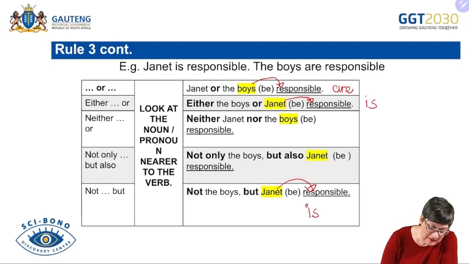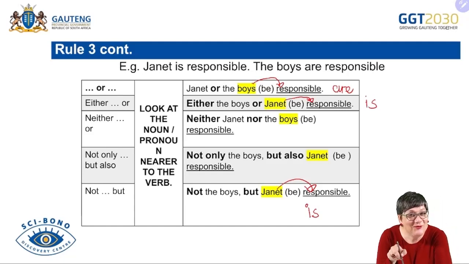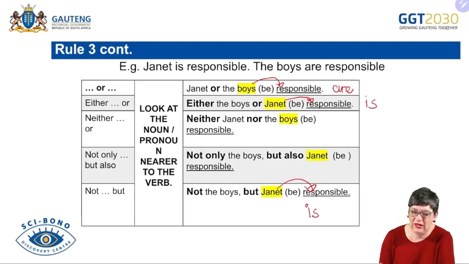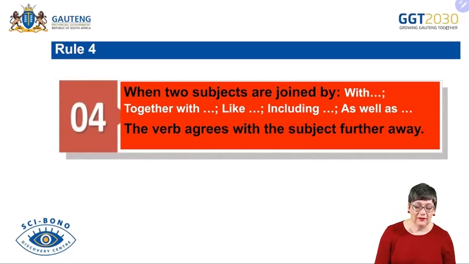Right. Again, either/or, neither/nor, not only/but also. Look at the noun nearer the verb. That's your key word. On the other side of the spectrum, we've got these guys: with, together with, like, including, as well as. Okay. Now, a verb agrees with the subject furthest away.